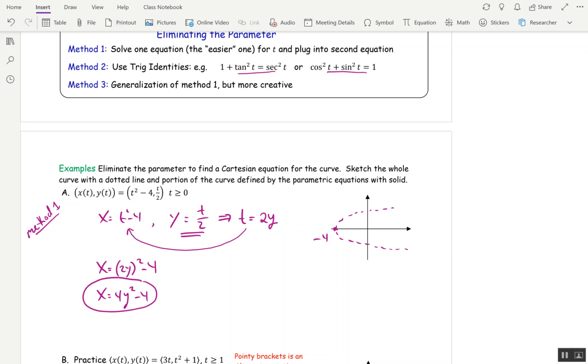However, the directions say sketch the whole curve with a dotted line, and then, well, I think there's some missing words here.